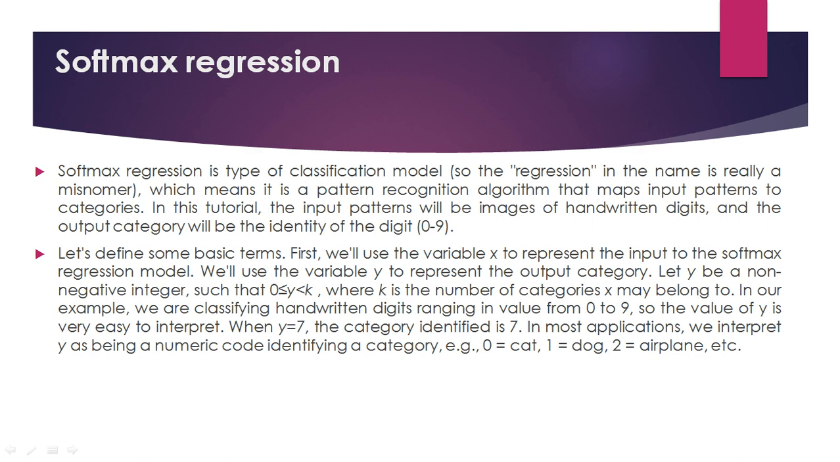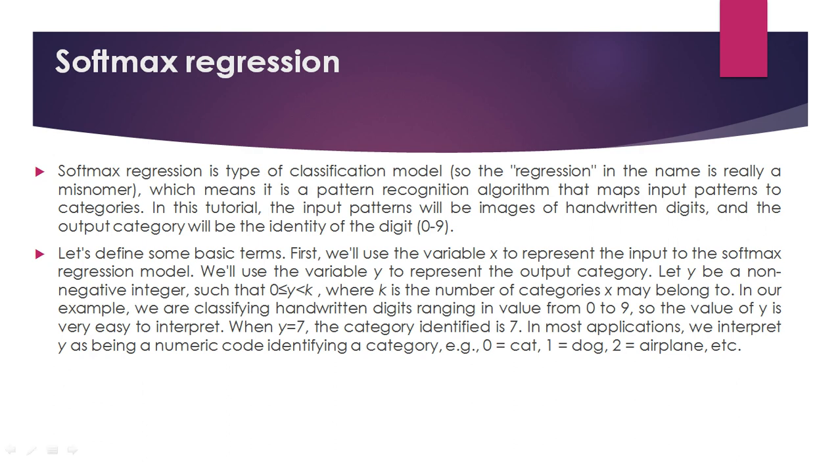Most applications accept a numeric code identifying the category, for example a number plate recognition system. So with 0 to 9, there are various output values bound to these values, say 0 to cat, 1 to dog, 2 to plane, etc. Basically, various categories of classes are defined this way.